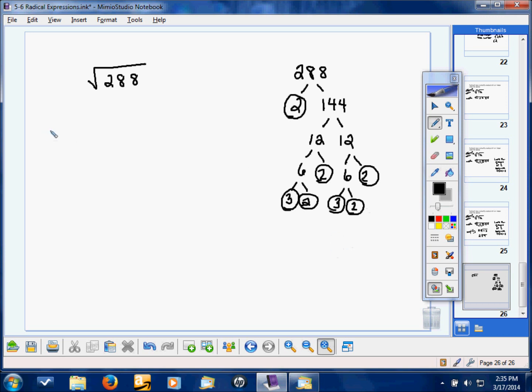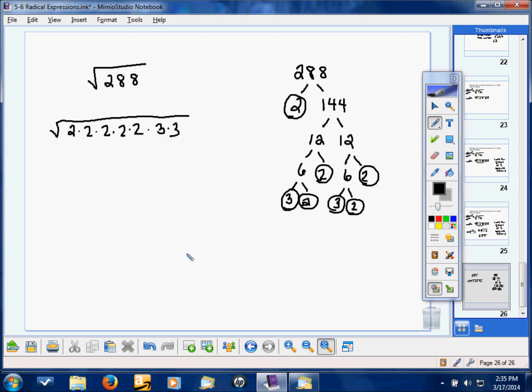Right. So let's count them so we can rewrite. We have 1, 2, 3, 4, 5. Double check for me. Are there 5 2's? Yeah. Hold on. Let's count together, Philip. 1, 2, 3, 4, 5. And how many 3's? 2. 2 3's.